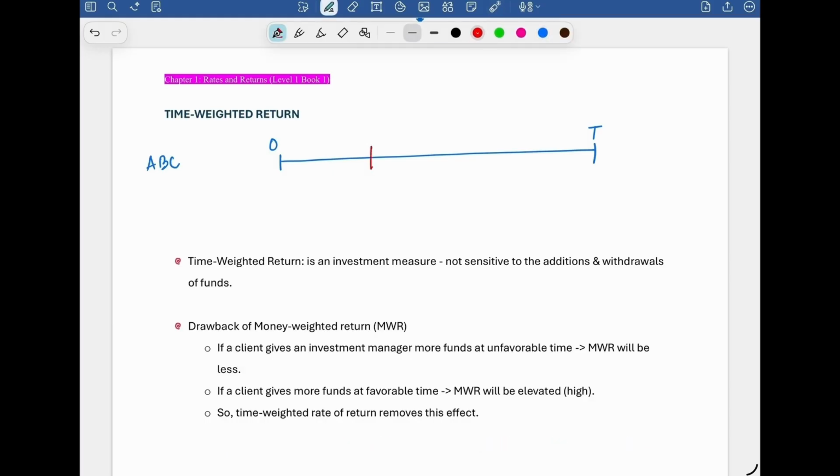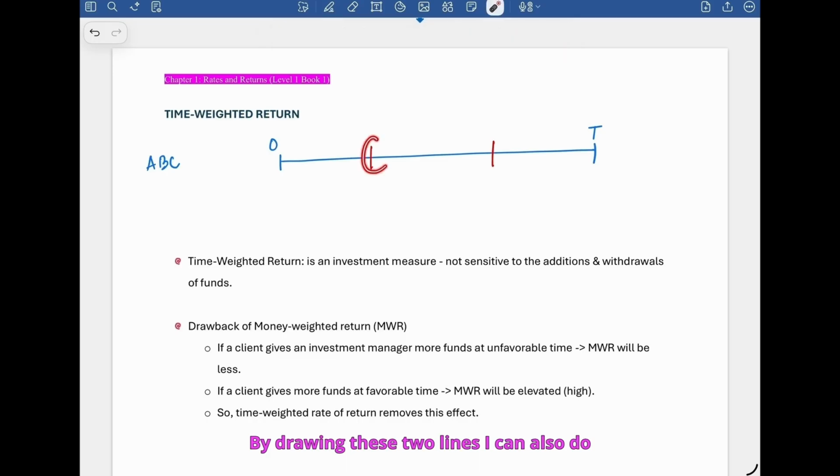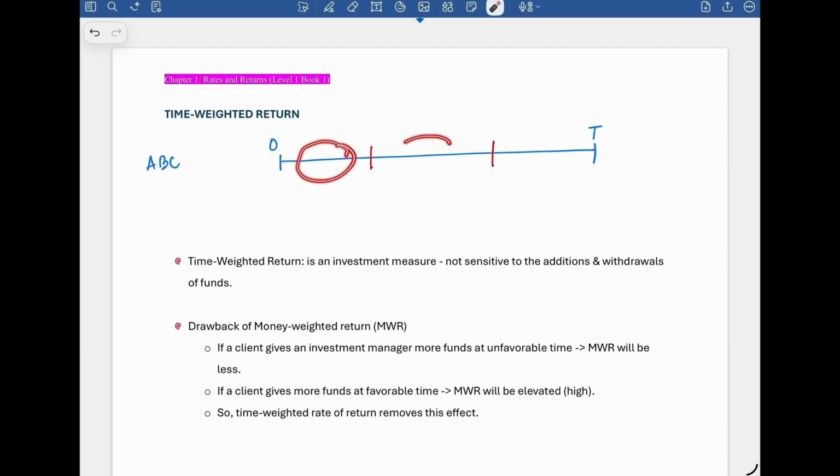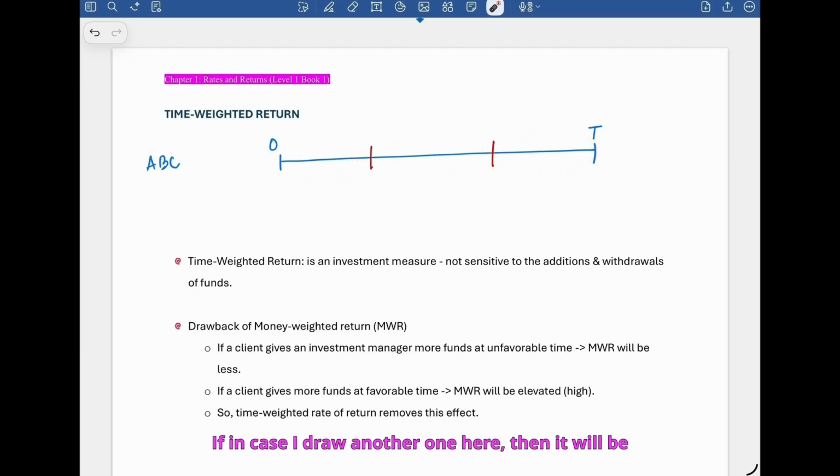So here, let's say addition or withdrawal happens. Again here, addition or withdrawal happens. By drawing these two lines, I could also draw a third line, but just for the sake of understanding, let's draw these two lines. These two lines have divided this entire time period into 3 parts. If I draw another one here, then it will be divided into 1, 2, 3 and 4 parts, right? But here let me just draw two lines for the sake of understanding.